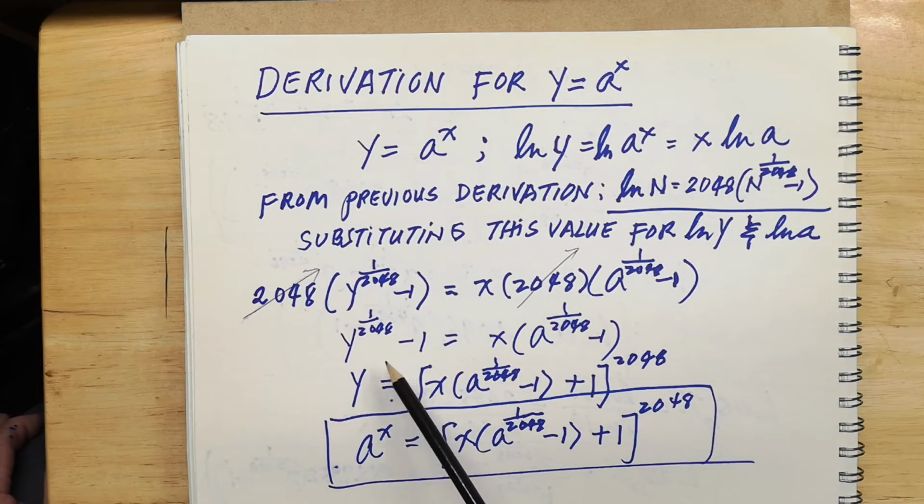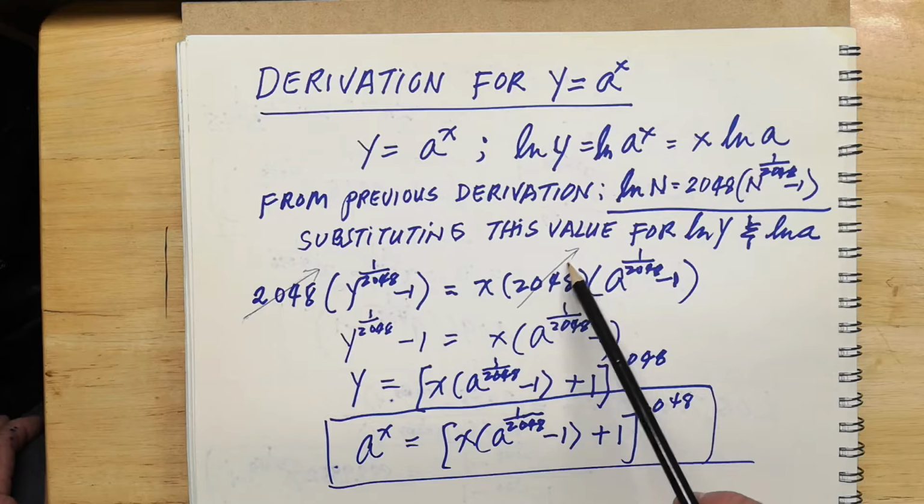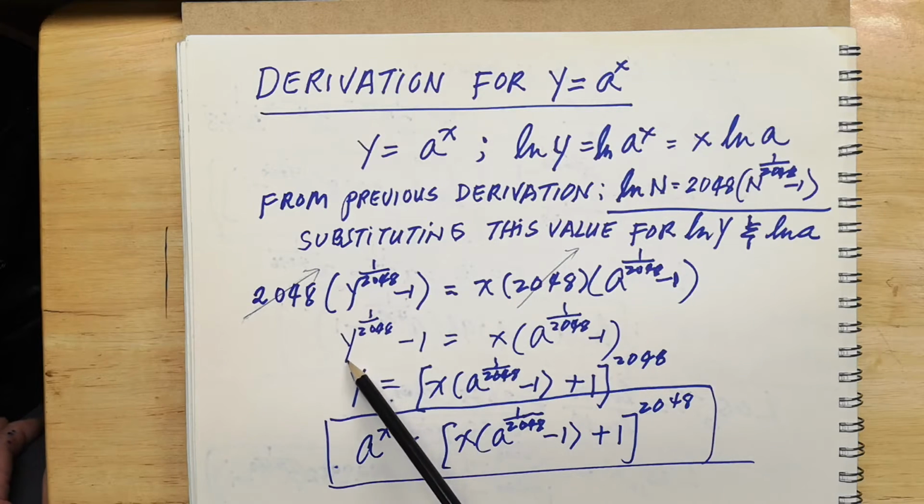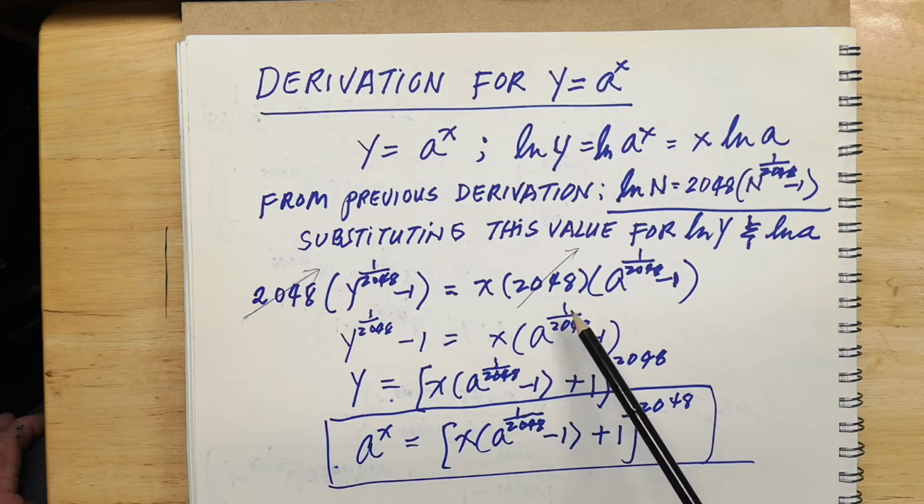So simplifying and cancelling out this 2048, you get y to the 1 over 2048 minus 1 is equal to x times a raised to 1 over 2048 minus 1. So therefore, you can get y is equal to this, or the final formula will be a to the x equals x multiplied by parenthesis a raised to the 1 over 2048 minus 1, then plus 1, all raised to a power of 2048.